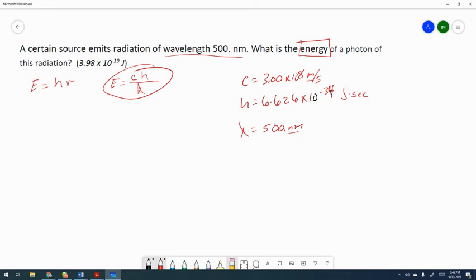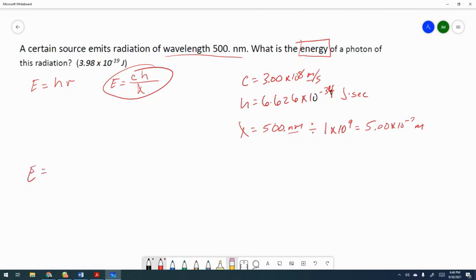So we are going to take 500 nanometers and divide that by 1 times 10 to the ninth. And that is going to give us 5.00 times 10 to the negative 7th meters. Now that we're in meters, we can plug all three of these into this equation.